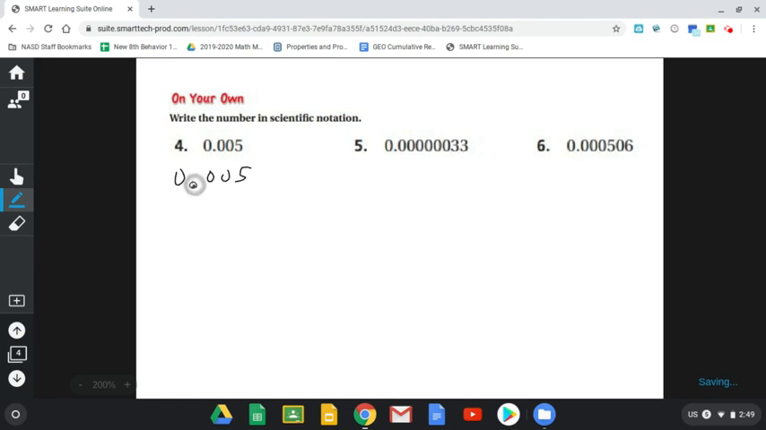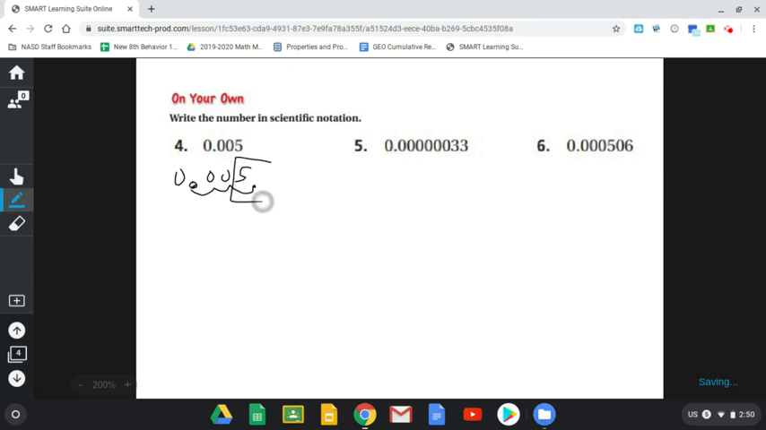Okay, that's supposed to be a decimal point. All right, so we have a decimal point already. So we're going to take that decimal point and we're going to move it to the right so that it's past the first number that's not a 0. 1, 2, 3. We just passed the 5. That's where our decimal point is going to be.